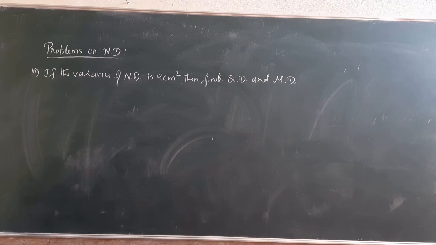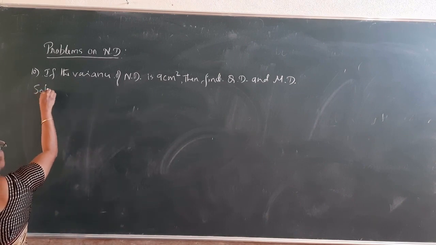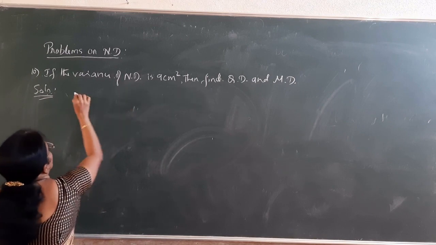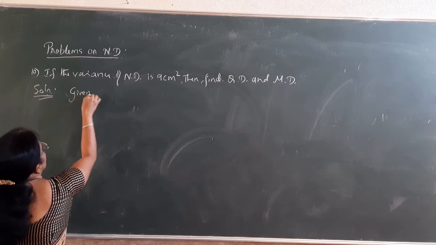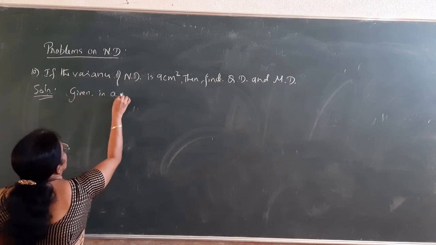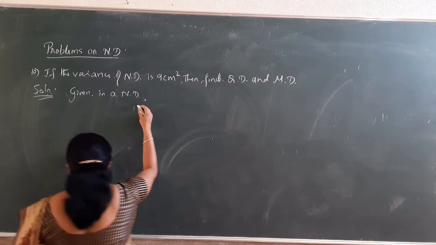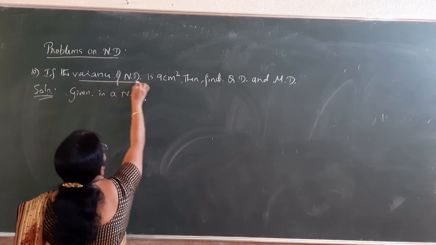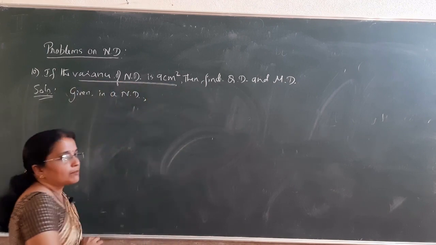Now we know the formula for quartile deviation as well as a mean deviation. That is, with the help of the formula we can find this. Now what is quartile deviation? Before that, what is given? Given in a normal distribution, variance of a normal distribution is 9 centimeters square.